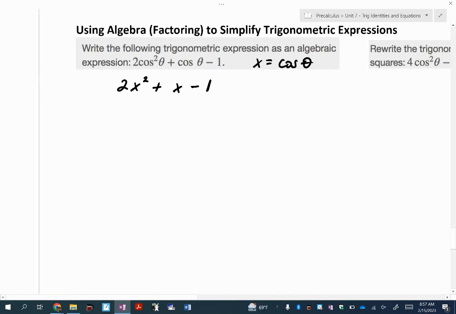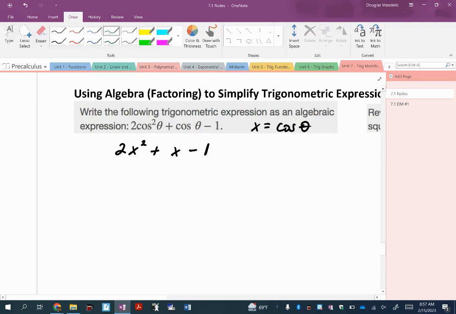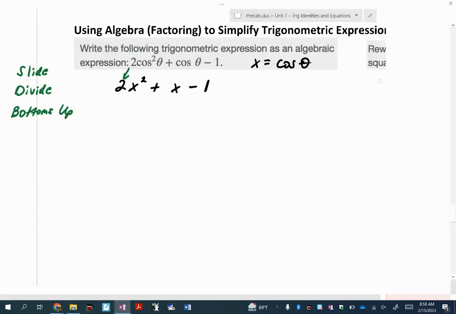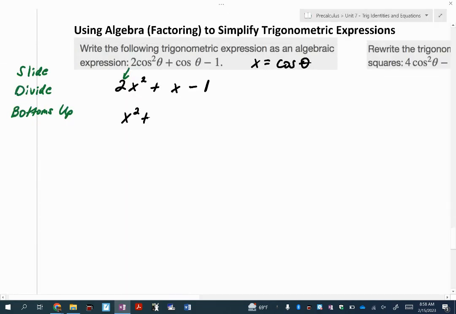All right, so what I'm trying to teach you guys and teach our classes with the underclassmen moving up to the upperclassmen is to use the slide divide bottoms up method when I see this 2 in front. So I'm going to slide it to the back and get x squared plus x minus 2. Go ahead and factor this how you normally would. What are factors of negative 2 that add to 1? And that's going to be positive 2 and minus 1.